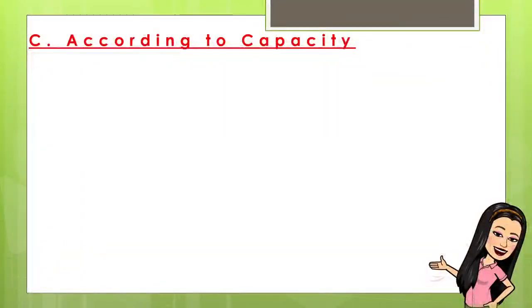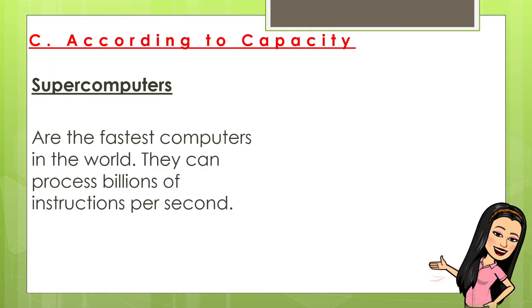So based or according to its capacity, regarding their speed, size, and memory, computers differ from each other in terms of their size, shapes, and weight. Each type of computer performs some unique functions and can be employed in fields suited to them. So the first one is we have the supercomputers.